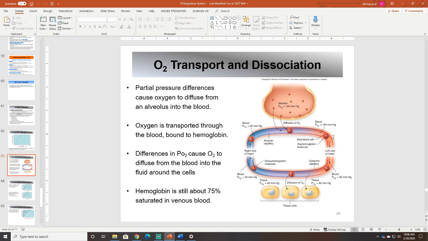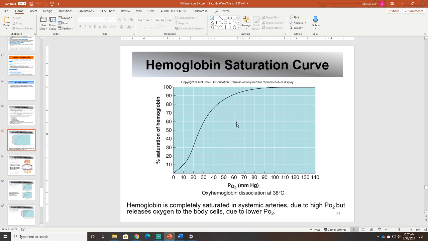All right, so the partial pressure differences cause the oxygen to diffuse from the alveolus into the blood. Oh, I was wrong. Not 70, it's about 40 millimeters mercury in the pulmonary arteries. Coming from the right side of the heart to the lungs, the deoxygenated blood is about 40 millimeters mercury. So let's go back and look at this curve. That's the number I memorized. We're at about 75% saturation when we're at 40 millimeters mercury. I'm sorry, that was my mistake. 75% saturation at 40 millimeters mercury.